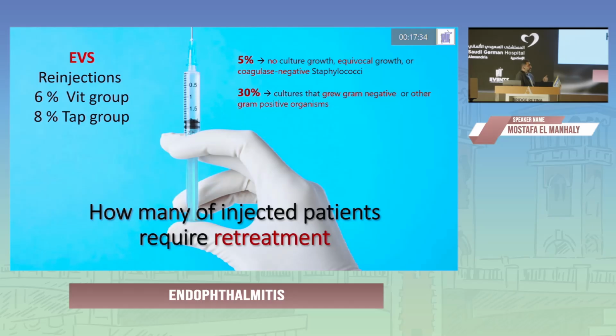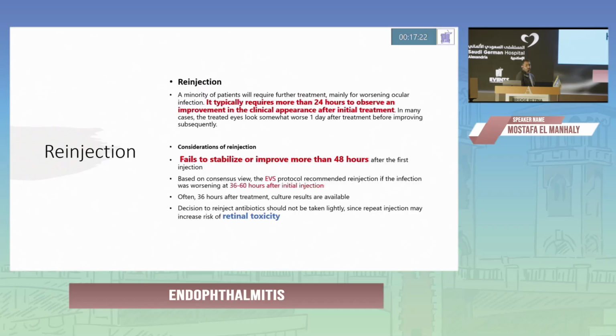Yes, and also it depends on the virulence of the organism. This is very important. It is mentioned in all the studies. So it's around 6 to 8% will be retreated, and according to the culture, whether there is a growth or not, the percentage will differ.